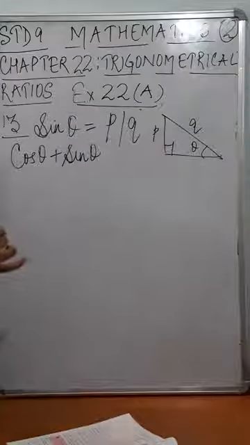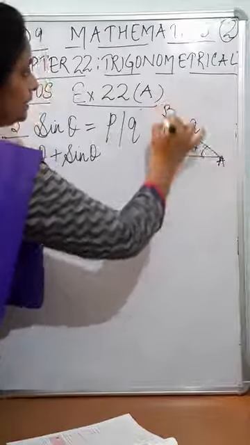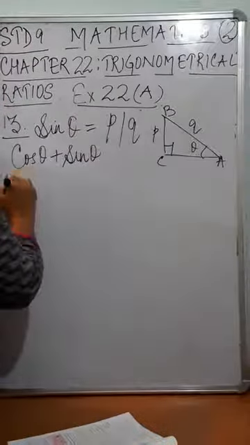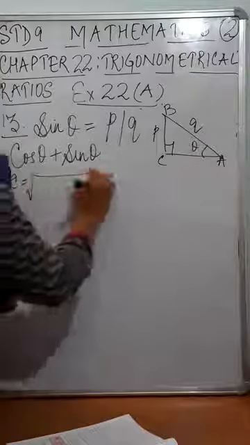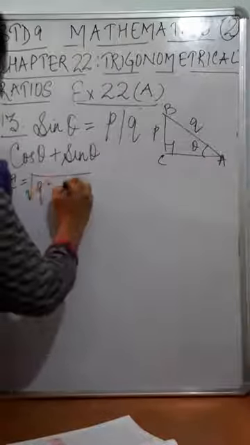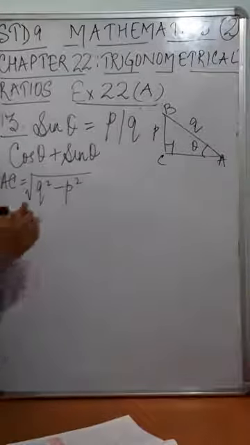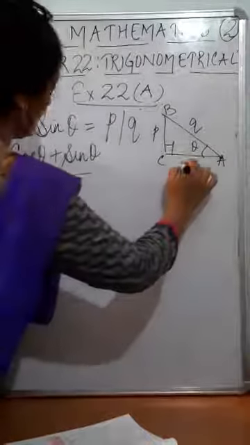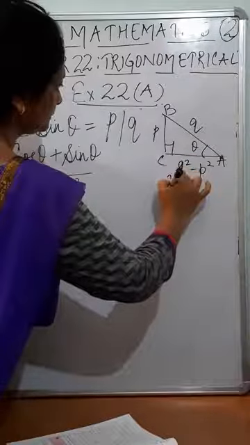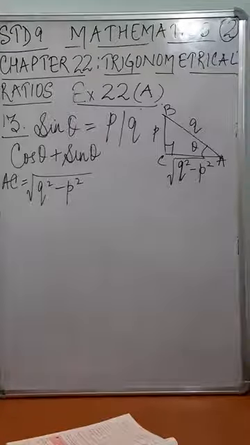Now if I take it as A, B, C, I am to find AC. AC, applying the Pythagoras theorem, will be square root of Q square minus P square. And I cannot simplify this further. So I leave AC as square root of Q square minus P square. Alright?